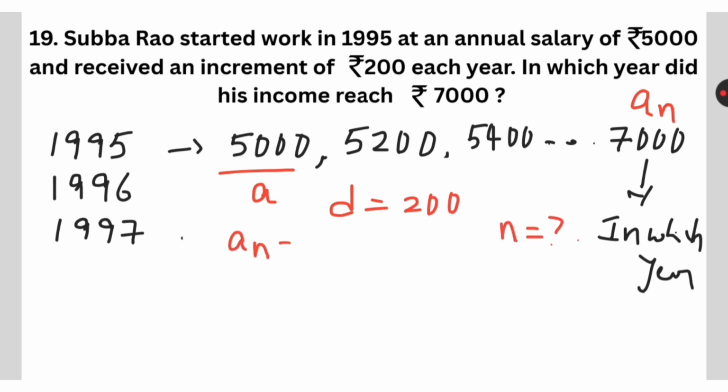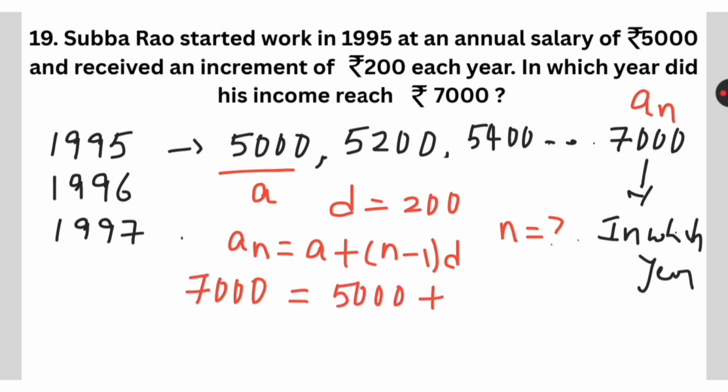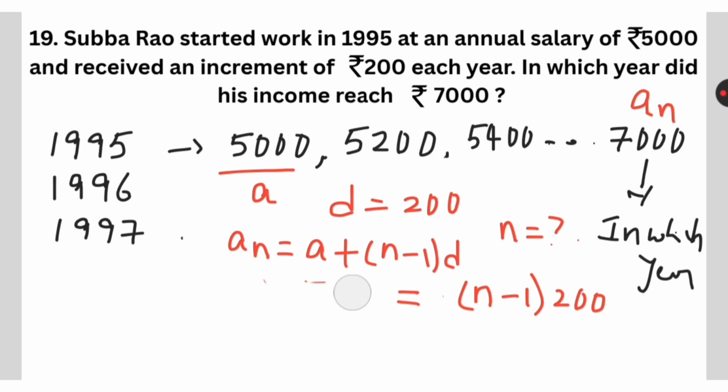So an is equal to a plus n minus 1 into d. Here what is an? 7,000. That is equal to, what is a? 5,000 plus n minus 1 into, what is d? 200. So 5,000, if we send it to the left hand side, turns into minus 5,000. 7,000 minus 5,000 gives 2,000.